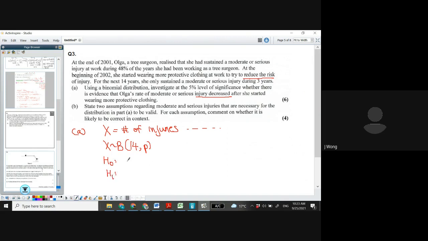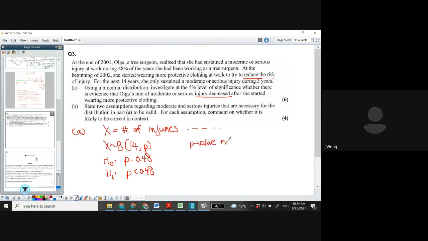So the probability that we have in the null hypothesis is 0.48 because this is what she has discovered along her long years. And then we try to reduce it to see if there's a reduction once she has done some protective work. So that's why it is a lower tail test. So here, since we are not restricted to use critical region, I will use the p-value method first. But don't worry, I'll do the critical region as well.